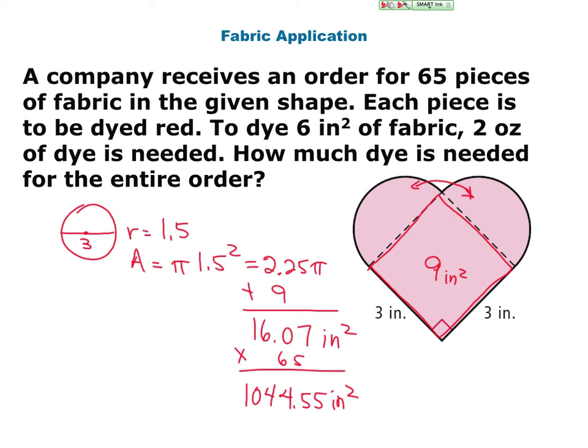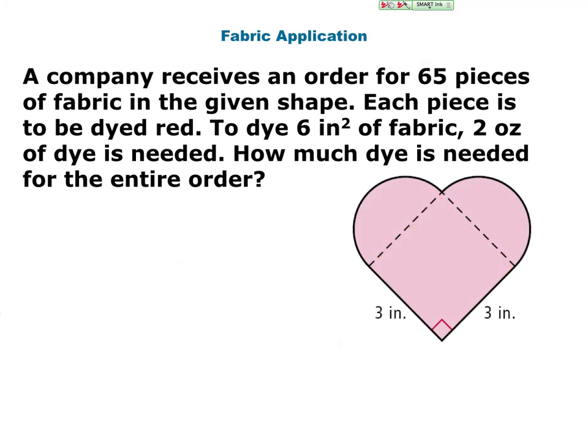Divide by 9. Times it by 2. 348.18, and let's see, how much dye? Ounces of dye. So we need 348.2 ounces of dye. So 348. Round it up, otherwise that last heart's not going to get as red as you need it to be.